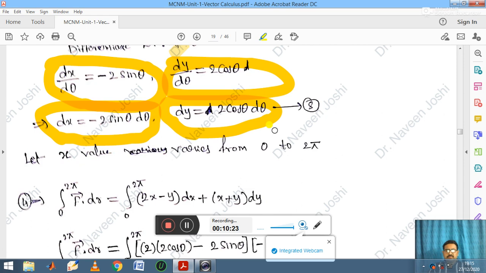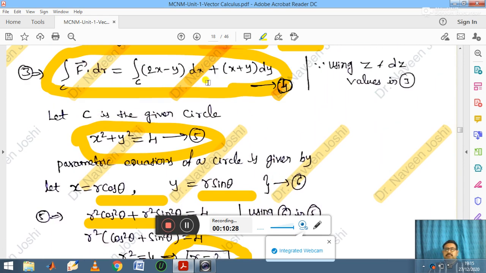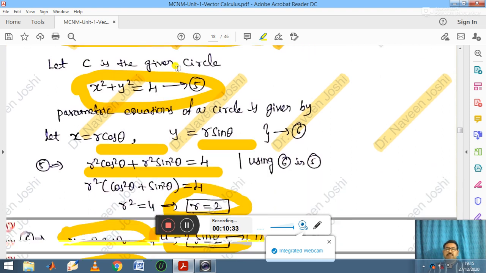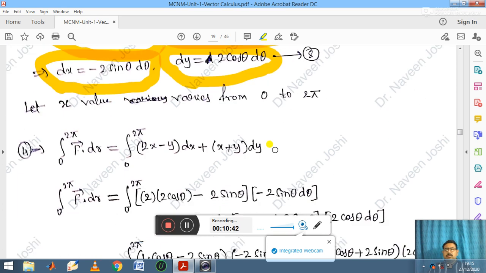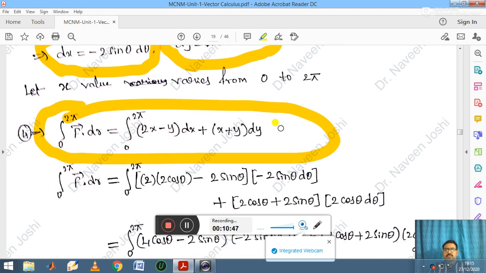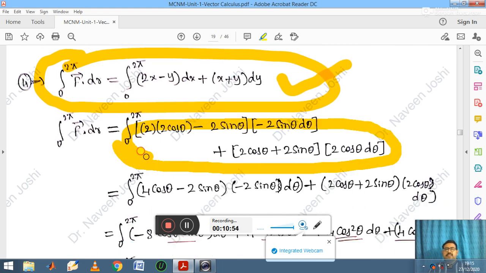Then equation 4, because you got equation 4 in terms of x and y, right? So wherever x is there, you place 2 cos theta, and in place of y, 2 sin theta. Then in place of dx you use minus 2 sin theta d theta, and in place of dy, 2 cos theta d theta. Okay, then your equation 4 reduces to, okay, this is your equation 4. So replace x, y and dx, dy values. Therefore you are getting the entire x and y converted in terms of theta, right?